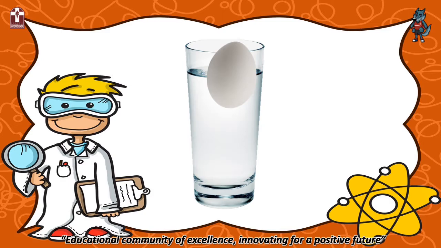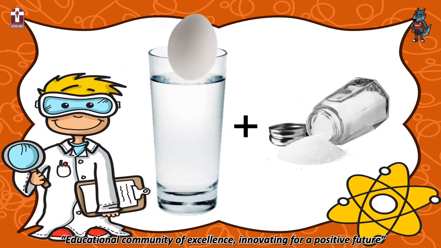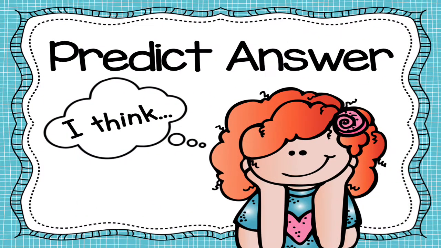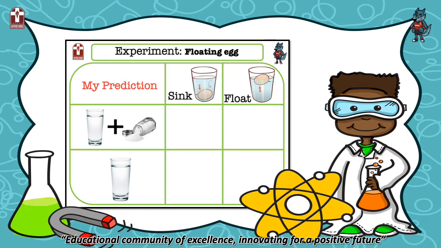The one in fresh water? Or the one in salty water? On step number 2, you have to make a prediction. What do you think it will happen? Now think and answer the question. Check on this mark sheet your prediction.